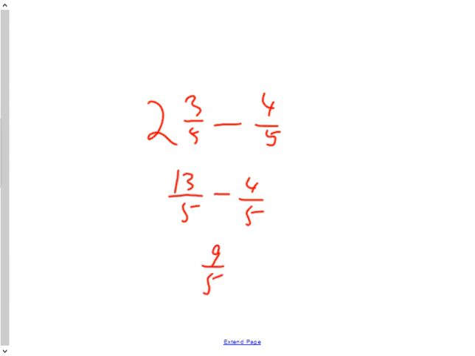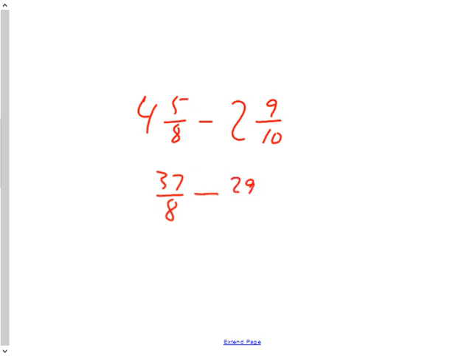The second last question is 2 3/5 take away 4/5. So again, same process works here. Change these to improper. Once you have them improper, 13/5 take away 4/5 is 9/5. That's your answer, or 1 4/5.